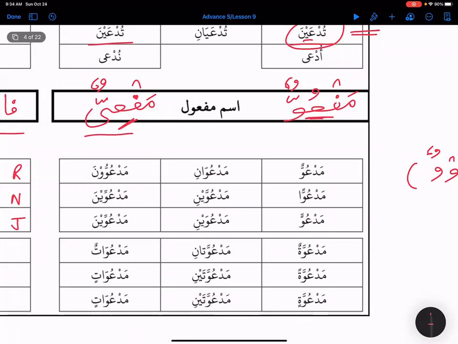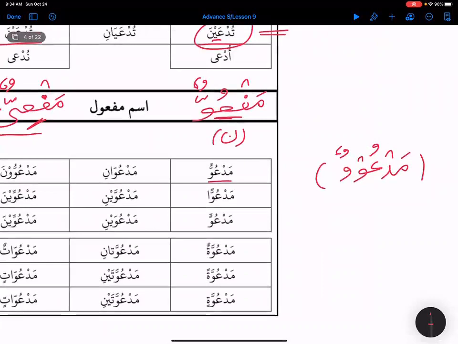Any idea? Maf'uun or maf'iyun. These two patterns are for maf'ul. Because it's Nasara family, it will become maf'uun. So when it is bab nasara, then it is going to be maf'uun. Otherwise, it is maf'iyun. Very good. Okay, so now the maf'ul becomes mad'uun.